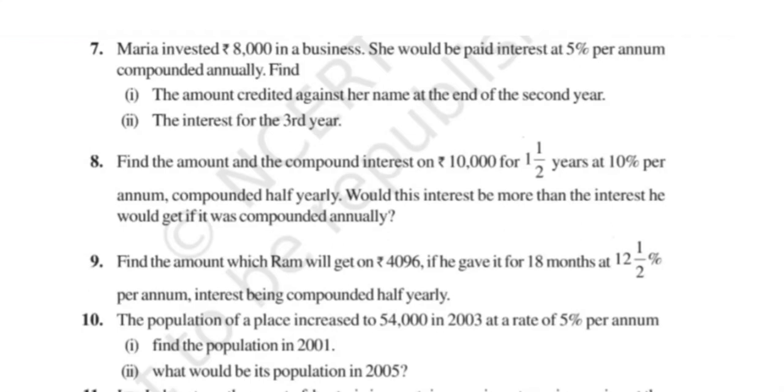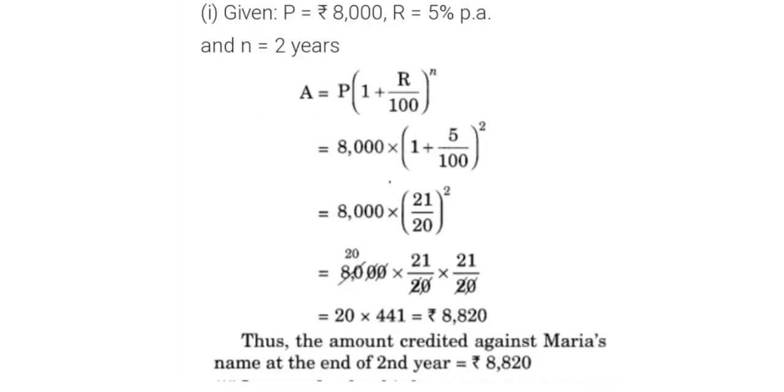Now see the question number 7th. Maria invested rupees 8,000 in a business. She would be paid interest at 5% per annum compounded annually. Find number 1, the amount credited against her name at the end of the second year. Second one, the interest for the third year. See the first one. So here the principal is 8,000, rate of interest is 5% per annum and time is 2 years.